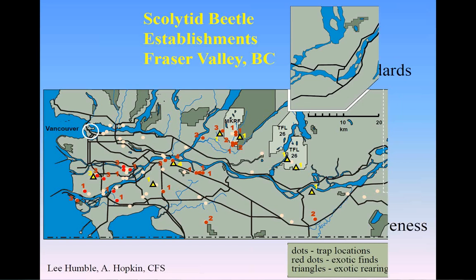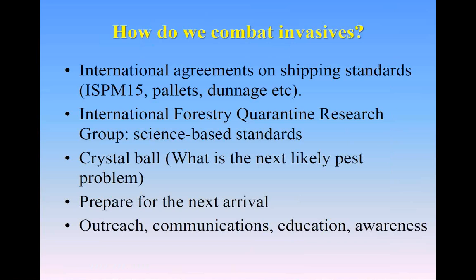What are we doing in Canada? Well, we have international agreements with other countries. We have something called the ISPM 15, which requires wooden material, pallets, crates, dunnage to be treated to a standard of 56 degrees Celsius for 30 minutes to the core of the wood. And that was developed by the International Forestry Quarantine Research Group, which is led by Eric Allen, the Canadian Forest Service. He leads that international group.